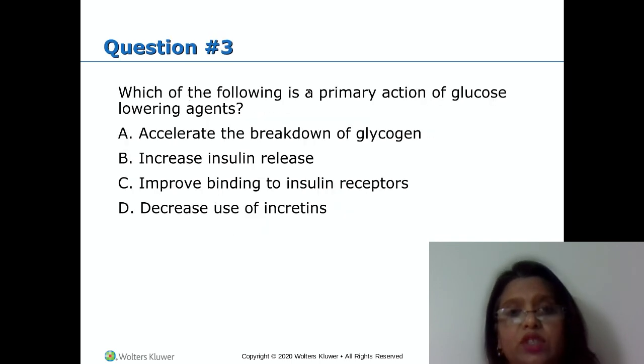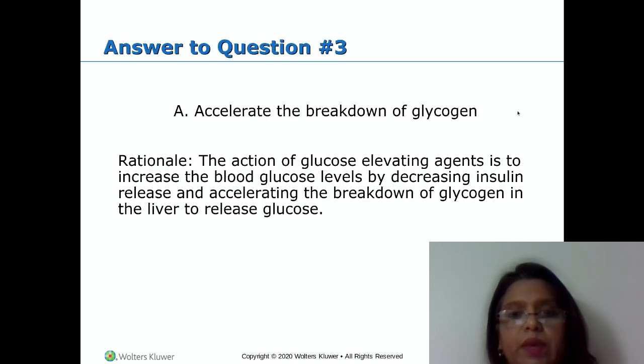Which of the following is a primary action of glucose lowering agents? Do they accelerate the breakdown of glycogen? Do they increase insulin release and improve binding to insulin receptors? They decrease the use of incretin. They will accelerate the breakdown of glycogen.